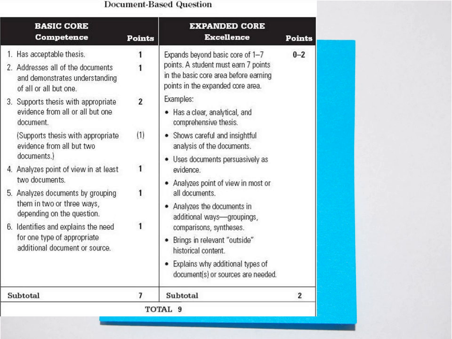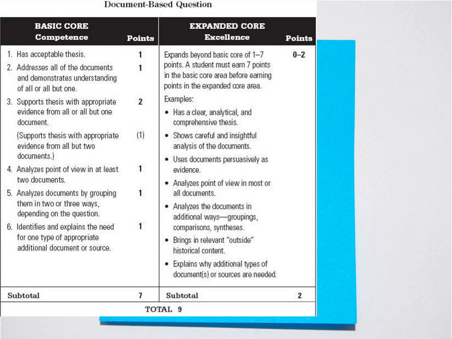In the expanded core, it also says analyze point of view in most or all documents. You should be doing that in every paragraph. Hit point of view, hit additional documents in every paragraph, just in case. And who knows, if you get them all right, it might help you get into expanded core. So you might get an 8 or a 9 without knowing. They also say bring in relevant outside historical content. Honestly, for the DBQ, you don't need to know much. Just answer the prompt and use the documents given. If you know about the topic, great. If you don't, just use the documents.